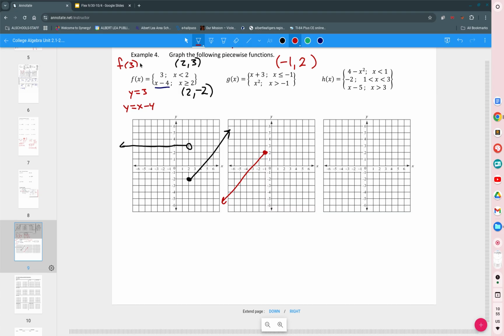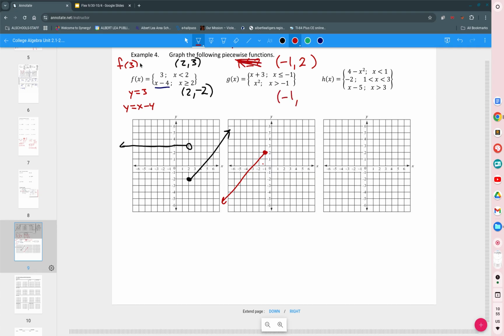Some people say, well, you didn't go through 3. Well, I can't go through 3. I have to stop at x is -1, so it doesn't quite make it. If it was x less than or equal to 2, then sure, I could continue to draw through 3, but it's less than -1, so I can't do that.